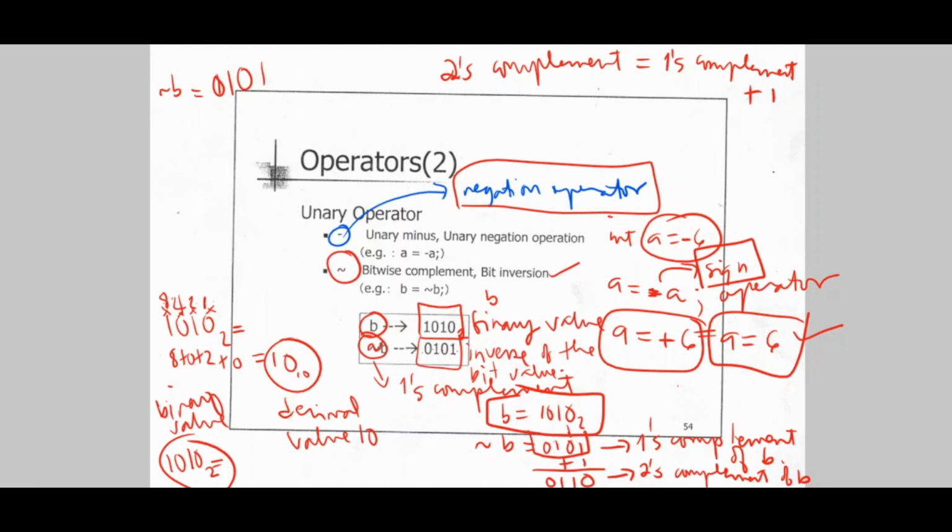What is the decimal value of the 1's complement of B, which is 0101? It is equal to what? This is bit position value 1, 2, 4, 8. So this is 4 plus 1. That's 5, right? If you add 1 to this, the result is 0110. And this is equivalent to what? This is bit position value 1, 2, 4, 8. This is 4 plus 2, that is 6. Okay, that is equal to 5 plus 1. Okay, that's correct.